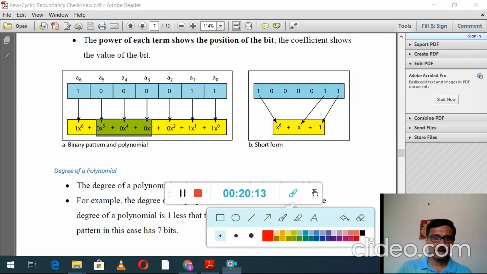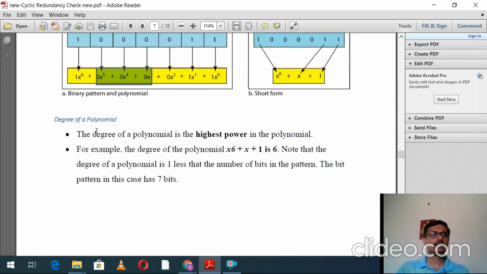Then how do you represent that? The degree of polynomial is the highest power in the polynomial. So in this example, the degree of polynomial is 6 because the highest power is 6. Or in other words, the degree of polynomial is 1 less than the number of bits in the pattern, because there are 7 bits in our example. So the degree of polynomial is 1 less than the number of bits.